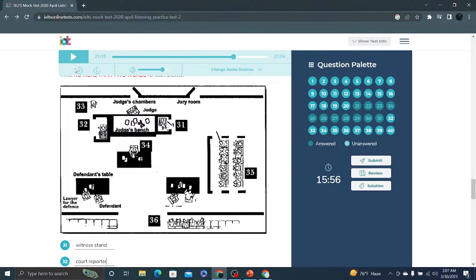Okay, let's listen once again. Are the witness stand and a section that is slightly larger to accommodate the court reporter. Okay, court reporter, I hope you got it. Now let's listen for question number 33.